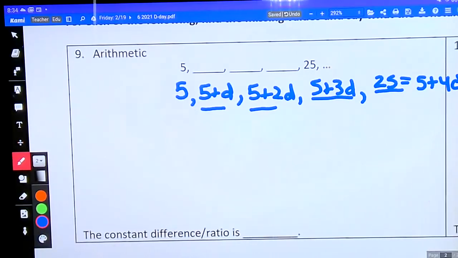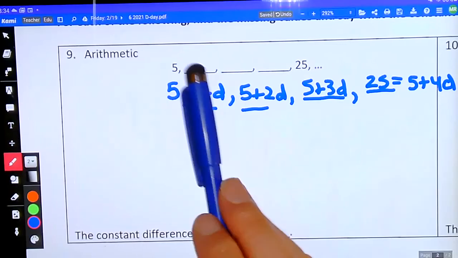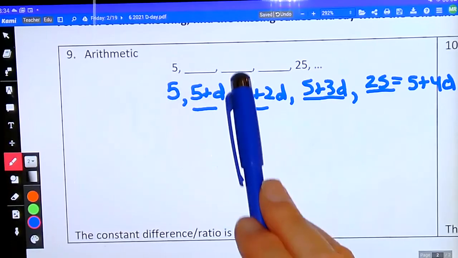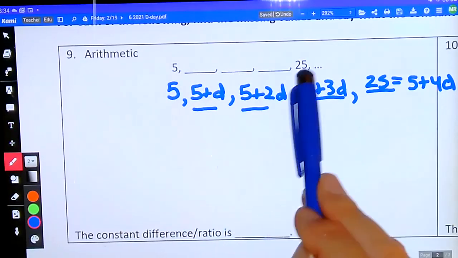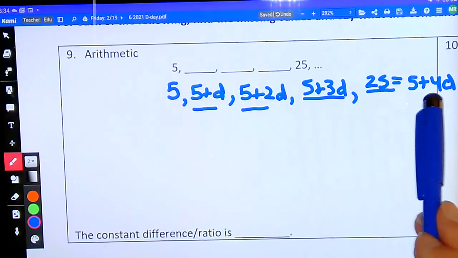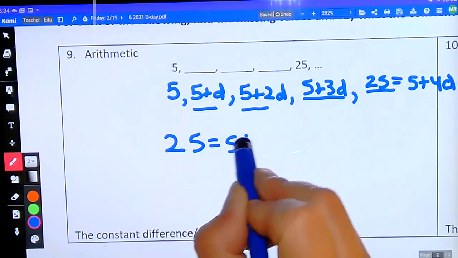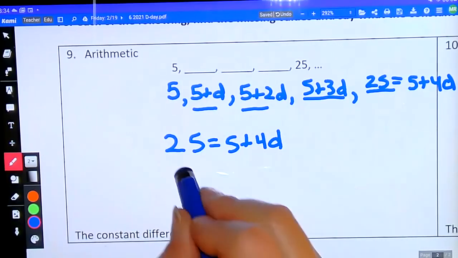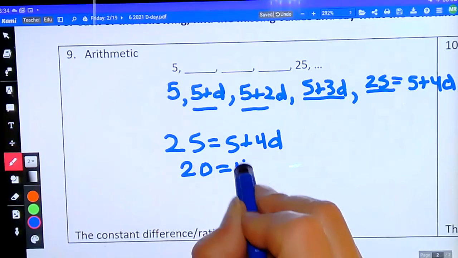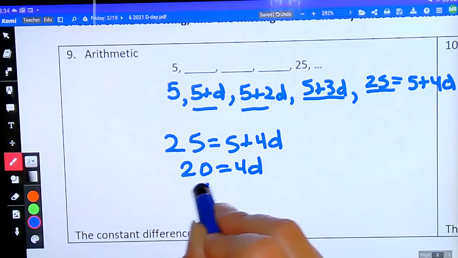And then we can solve this. I'm adding d once, twice, three times, four times to get to the 25. That's where this equation comes from. So I'm going to solve 25 is equal to 5 plus 4d. I'm going to subtract 5, I get 20. I divide by 4 and I get 5.